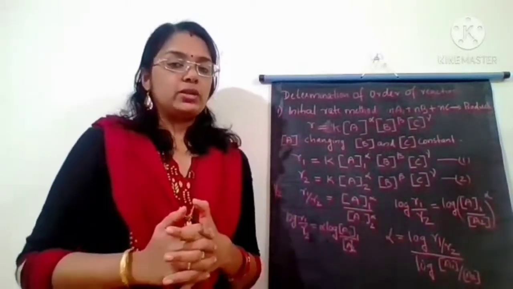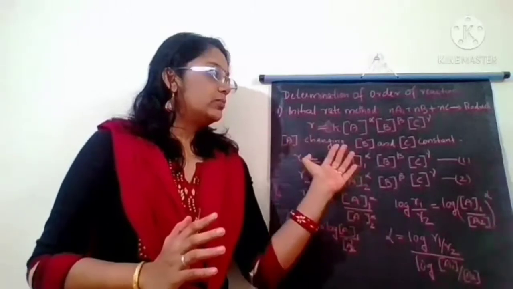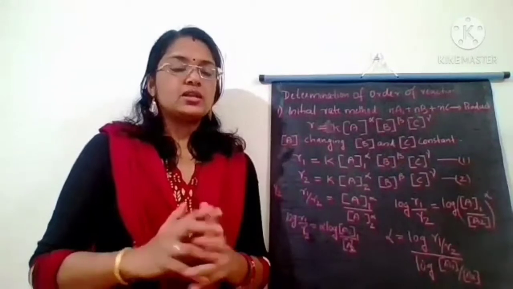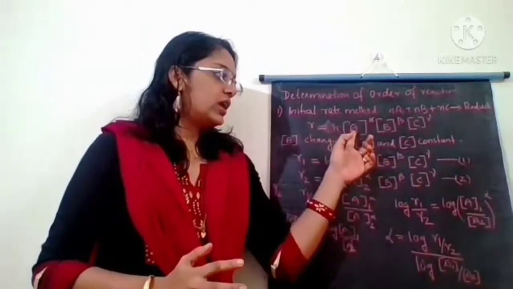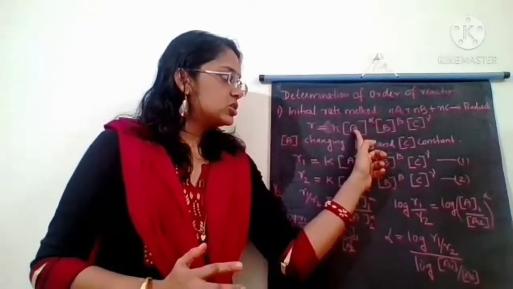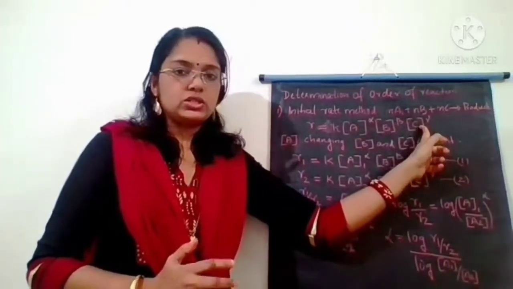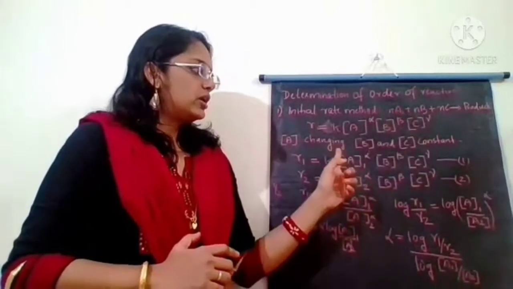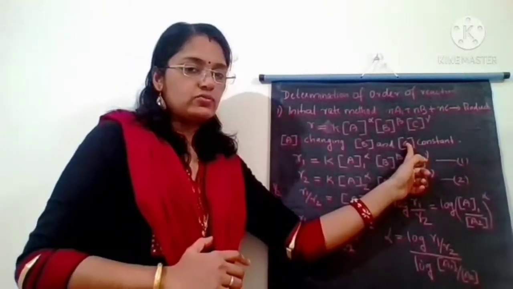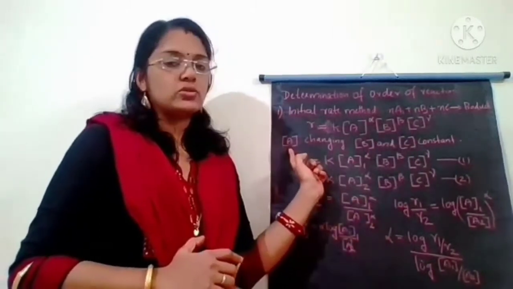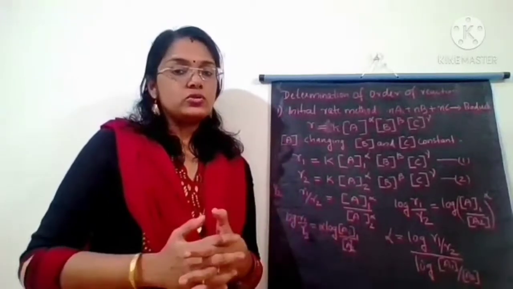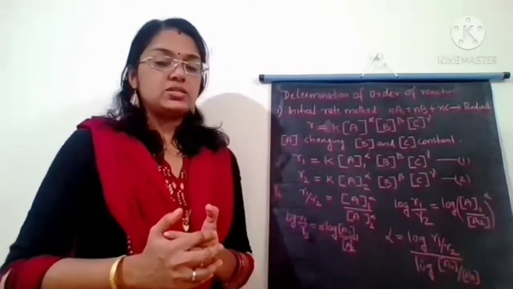So to find the order of the reaction by the initial rate method, we first have to keep the concentration of B and concentration of C constant. Then we have to change the concentration of A, because in this rate equation, the rate depends upon the concentration of A, concentration of B and concentration of C. So to determine the order of the reaction, we keep B and C constant and change the concentration of A. If the concentration of A changes, the rate also changes at each concentration change of A.